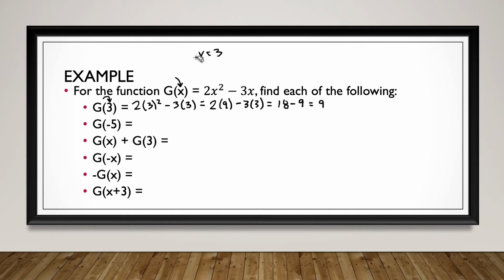Okay, so now we're going to do it again for g of negative 5. And so again, we want to remember that the position of the x inside the parentheses tells us that whatever's inside the parentheses is going to play the role of the x in the problem. So I'm going to write down my equation, 2x squared minus 3x, and wherever there's an x, I'm going to now put a negative 5.